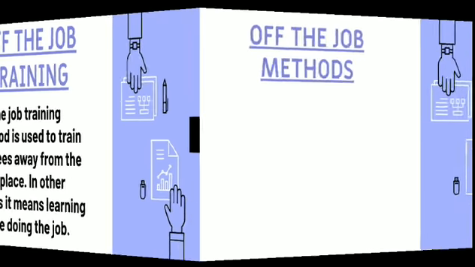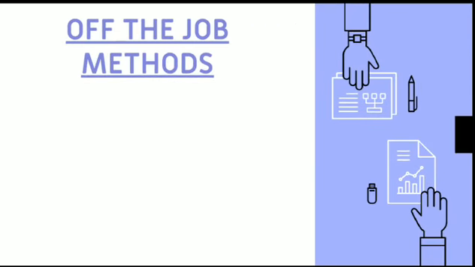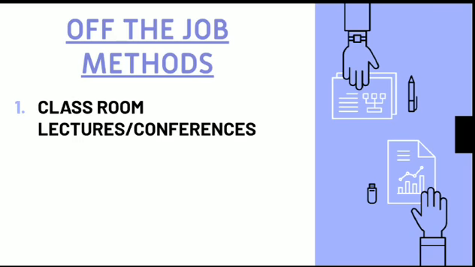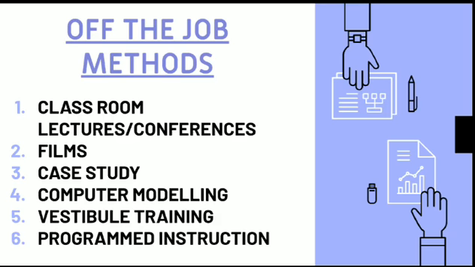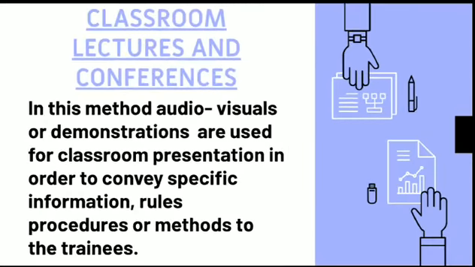We'll do this one by one. There are different methods of off the job training. The first one is classroom lectures and conferences. Second is films. The third is case study. The fourth is computer modeling. The fifth is vestibule training. The sixth is programmed instruction. So these are the six types of off the job training methods. We'll study them one by one.